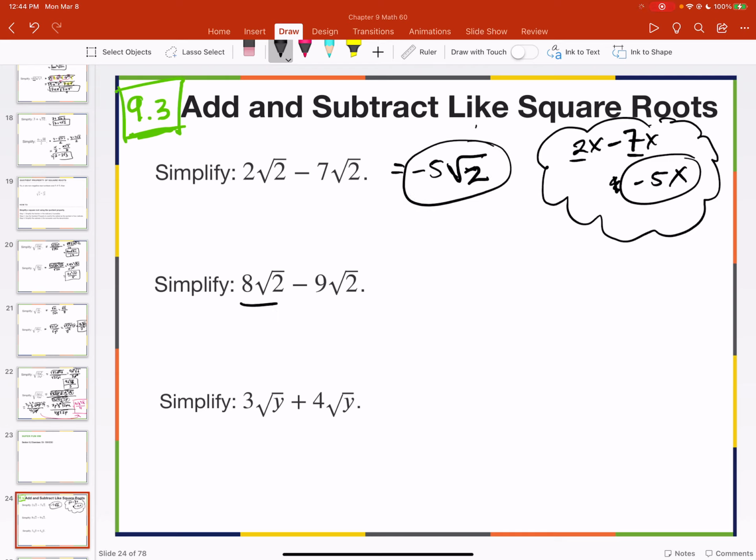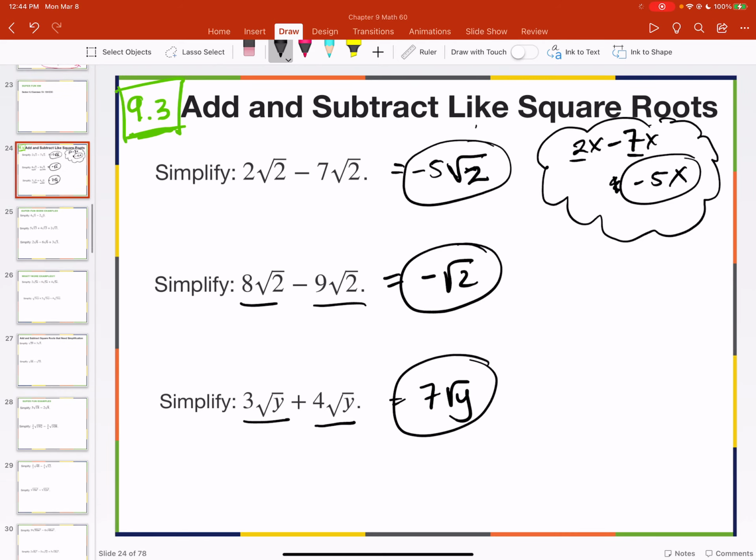So this is 8 root 2 minus 9 root 2. That would just be negative 1 root 2 or just negative root 2. 3 square root of y plus 4 square root of y. That's just 7 square root of y, or 7 root y.